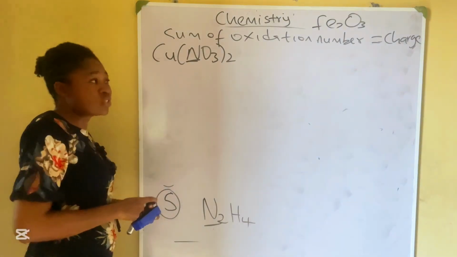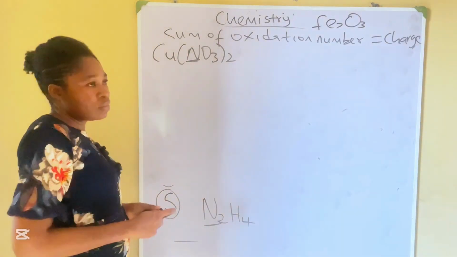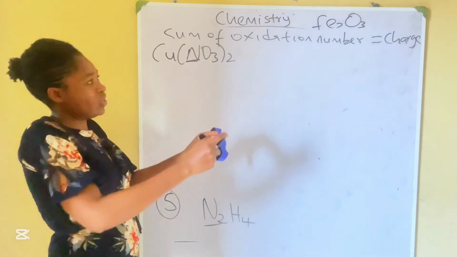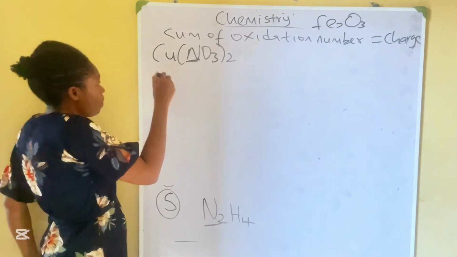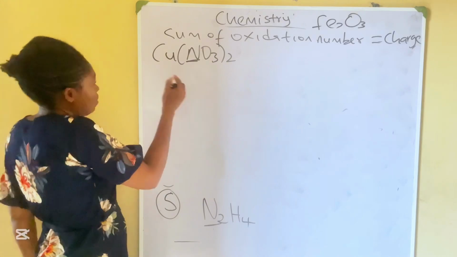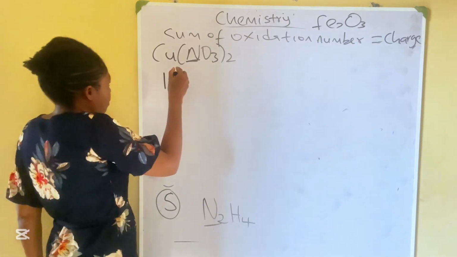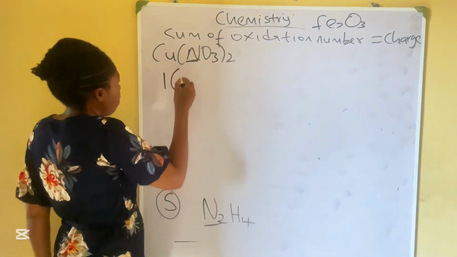Remember, we won't be given the list of association numbers in the exam. We won't be given a list where you pick it up. So this copper is 2. How many atoms of copper do I have? I have 1. What's the number of copper? +2.